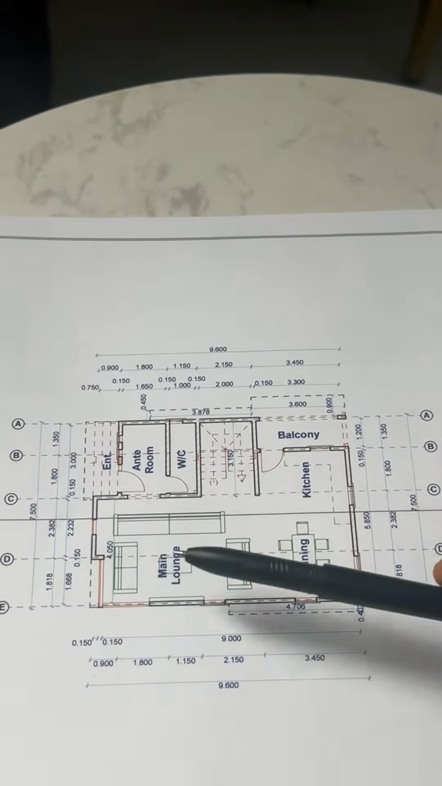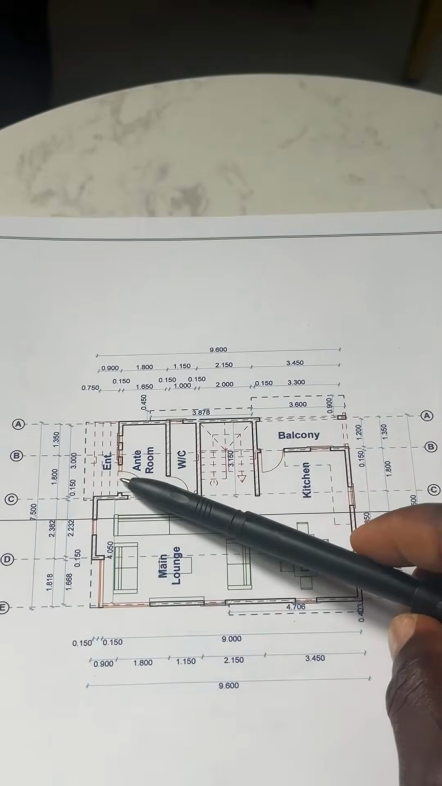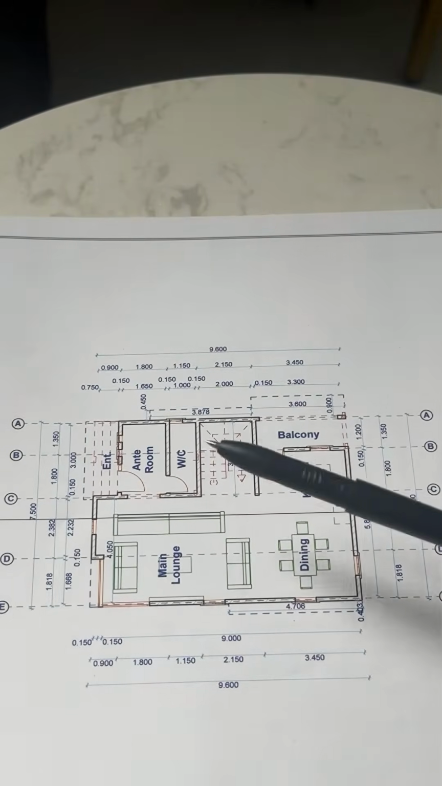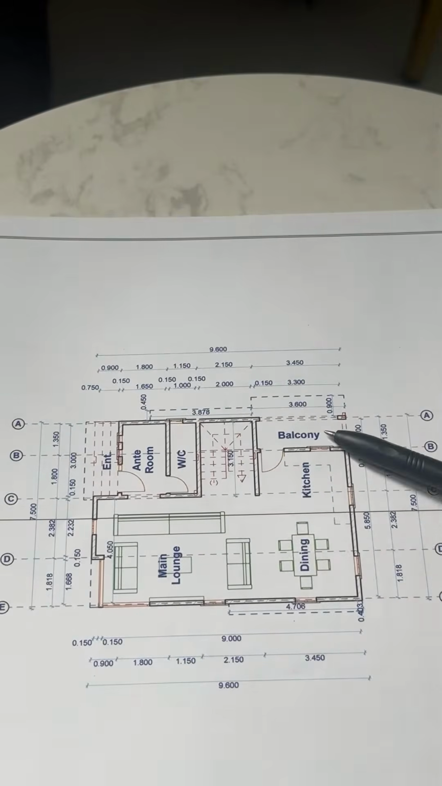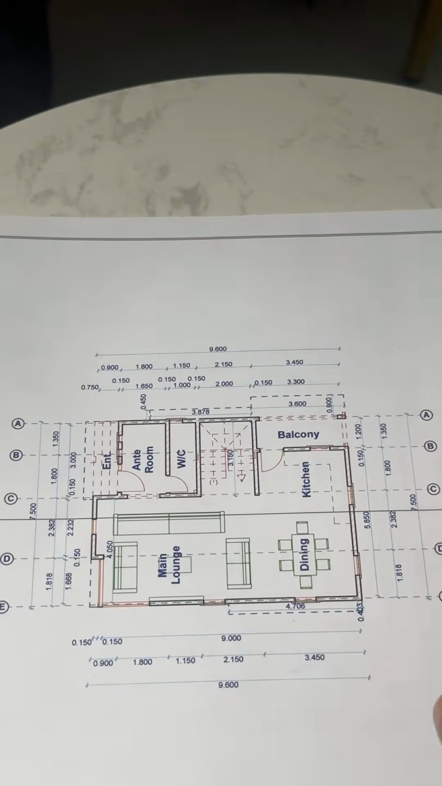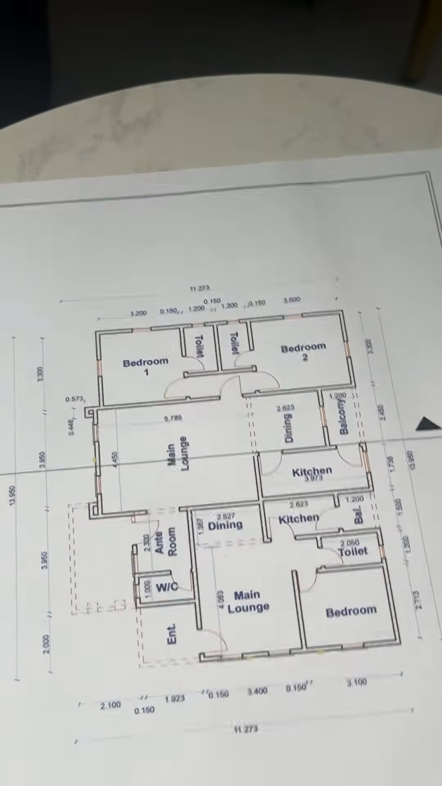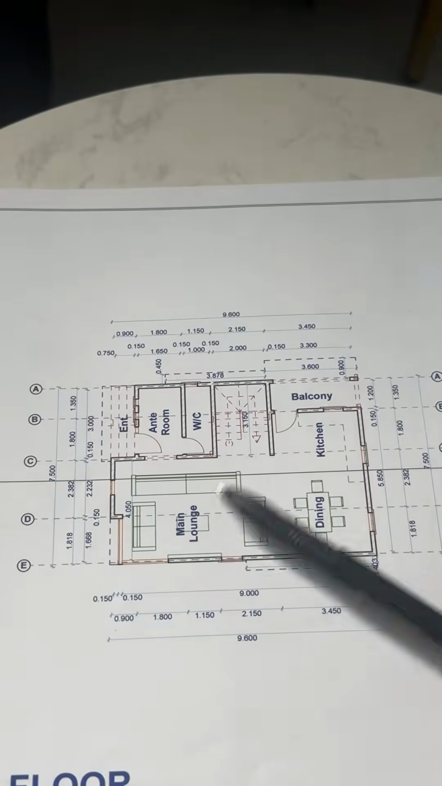So this is the floor plan. You can see it consists of the main lodge. This is the entrance, this is the anteroom, this is the main lodge, this is the dining, this is the kitchen, and this is the stairway. This is the balcony, and this is the WC. For us to get a proper BOQ of this plan, there are 2 layers. Like I said, this is the 3-bedroom duplex, this is the 2-bedroom, and this is the 1-bedroom. So we're going to cost this and this.